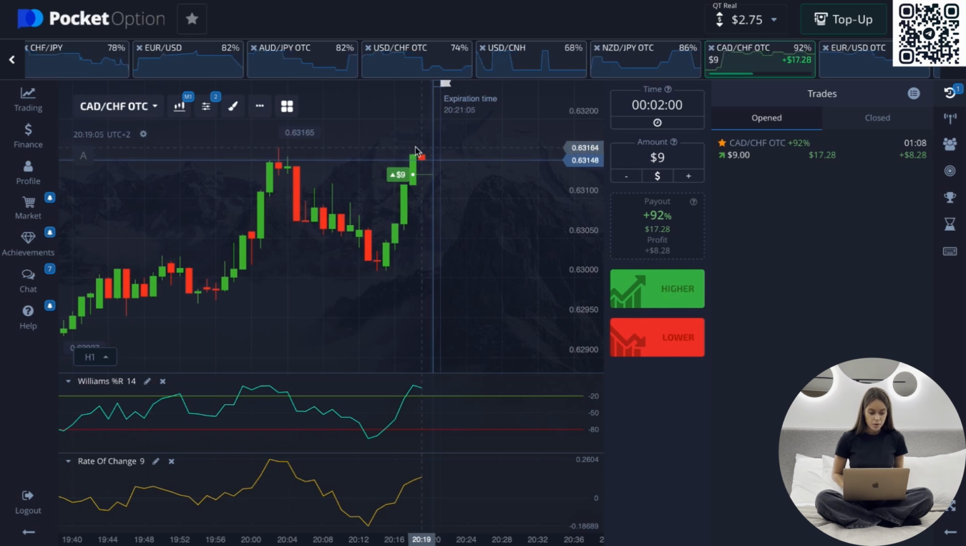Why? Because on the Rate of Change indicator, we were significantly lower than -0.05%, which allows me to calculate that the momentum of the price movement will be much higher. That's why I open a deal here.